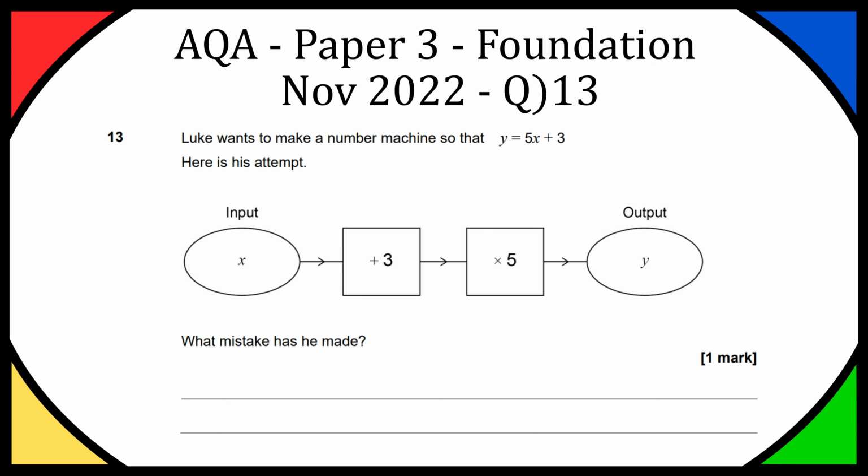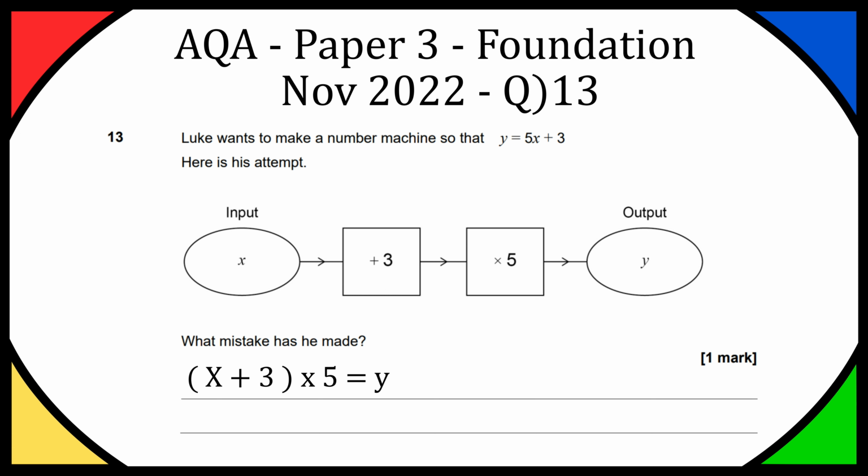Let's create a formula for what Luke has done. So he's taken x and he's added 3 and then he's times that all by 5 and put that equal to y. You can also read it the other way around. Now we've got the formula, so we've got y is equal to x plus 3 all in brackets times 5, and as you can see that is not the same as the original y is equal to 5x plus 3 which he was trying to create.